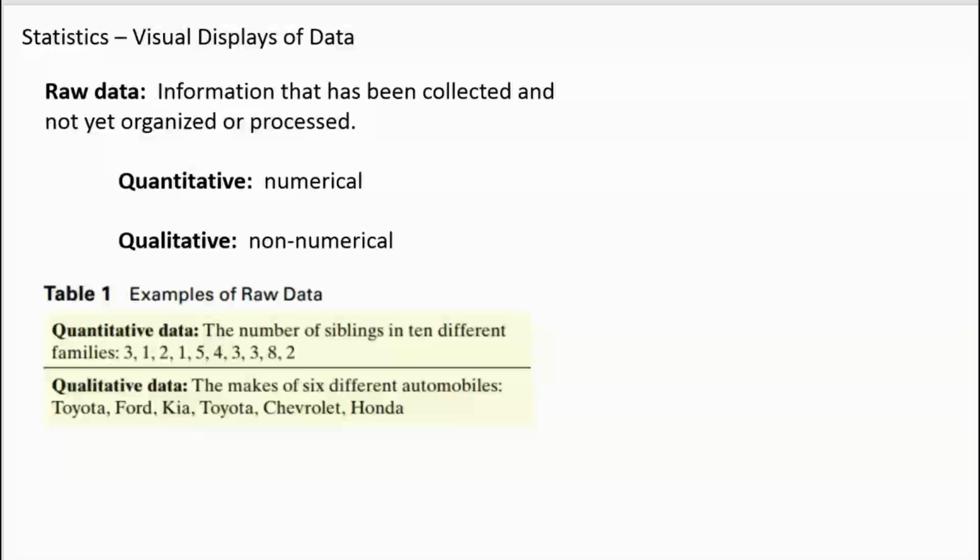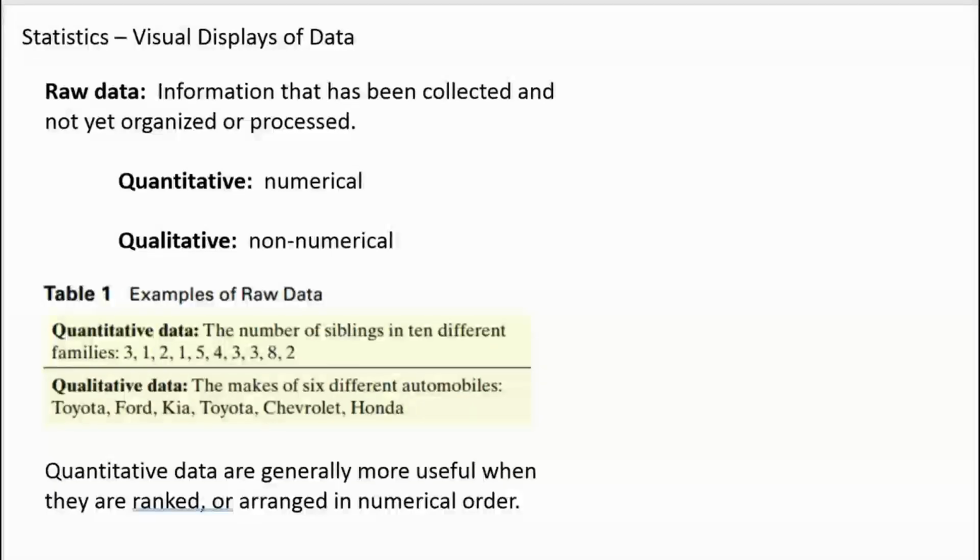Okay? Now, the bottom here is a point about quantitative data. You remember, numerical data. Quantitative data are generally more useful when they are ranked or arranged in numerical order. I think you'll find it beneficial, if possible, whenever you're working with raw data, just to put it in order from smallest to largest typically, but you could put it the other way around if needed. You're almost always going to want to do that, especially to calculate certain things about the data.